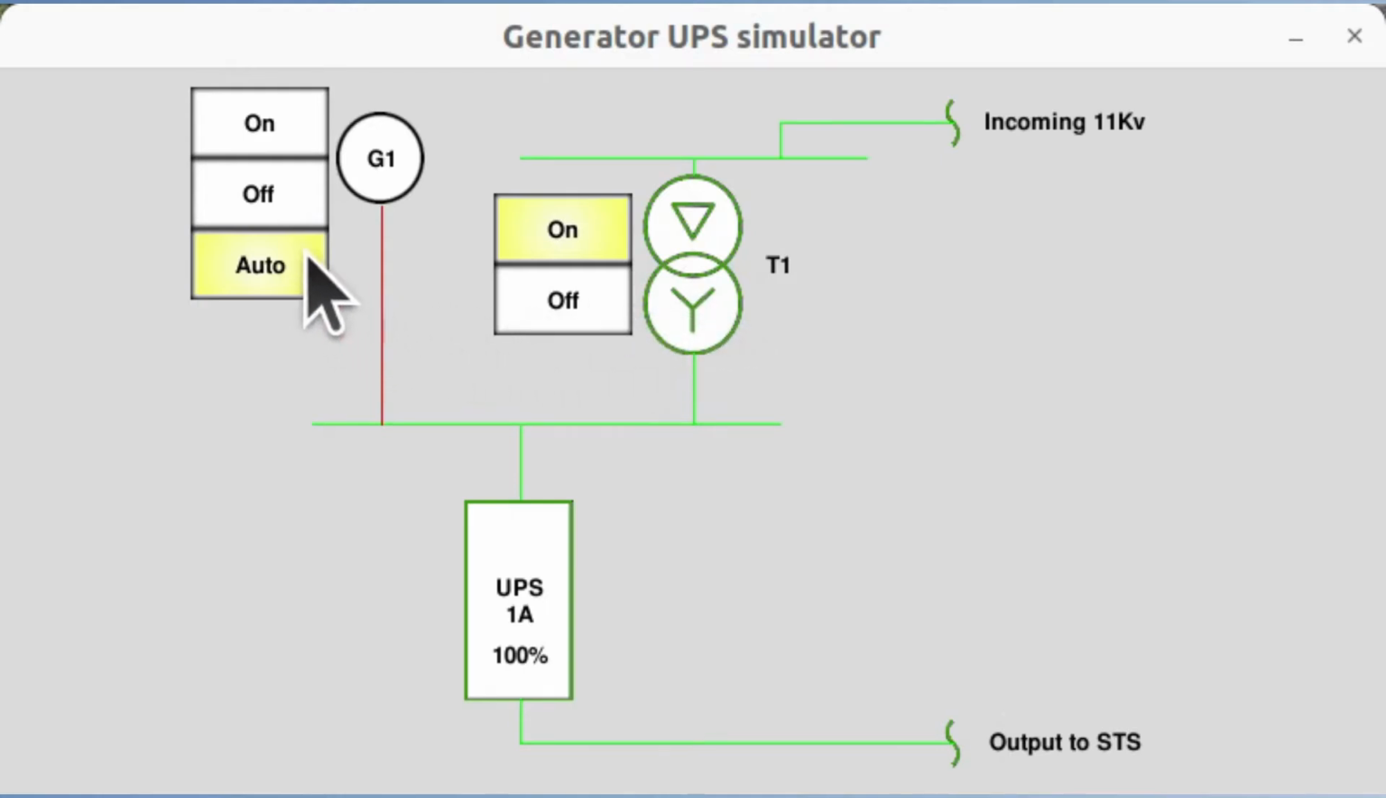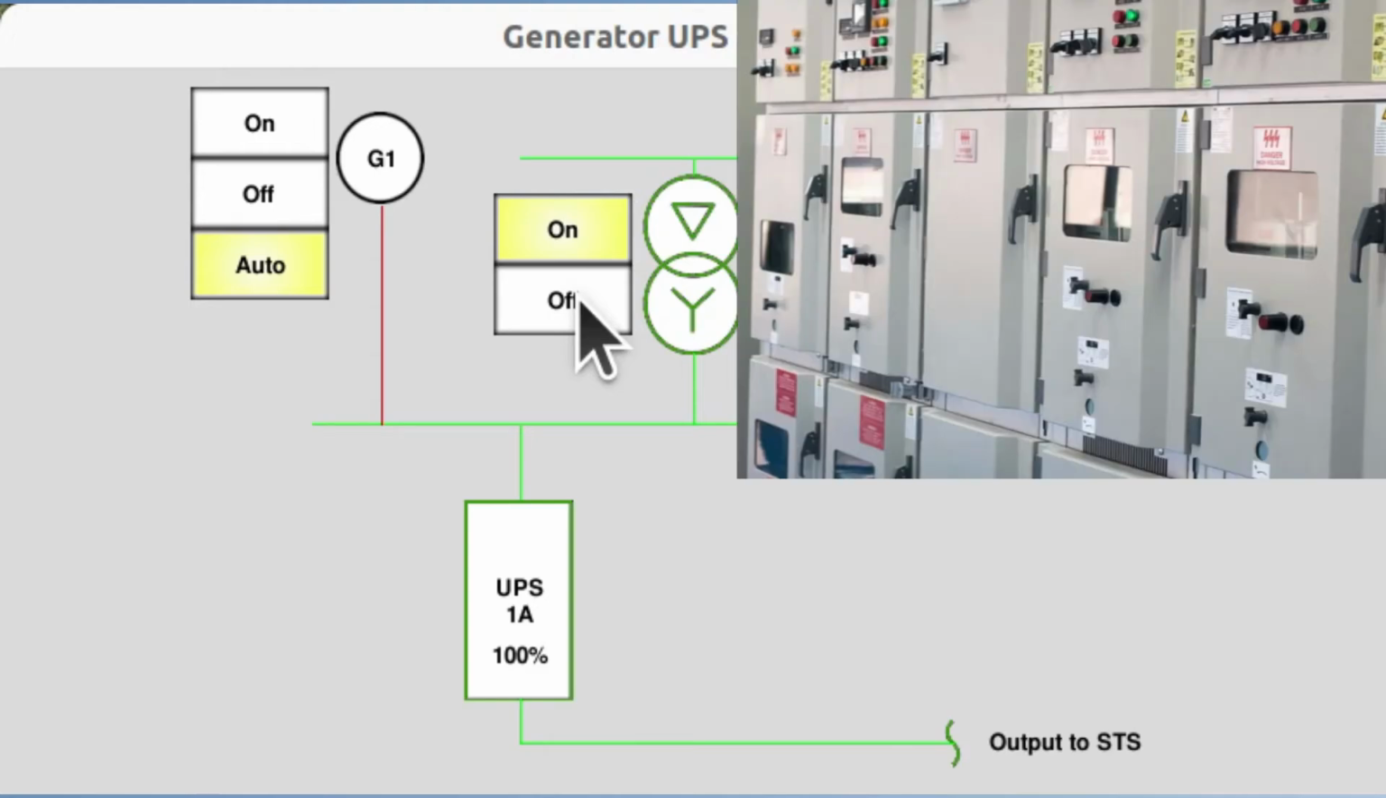The generator is shown here and is in auto mode, ready to start when required. I can turn the power off from the mains by clicking on the button here. This will essentially simulate a power failure. In real life, switches for this are much bigger, switching 11,000 volts with built-in anti-arcing mechanisms.